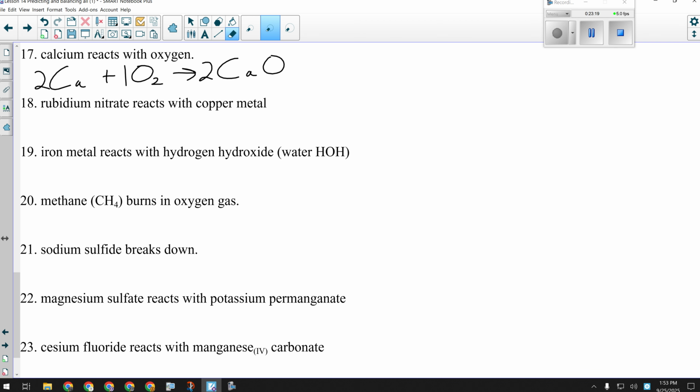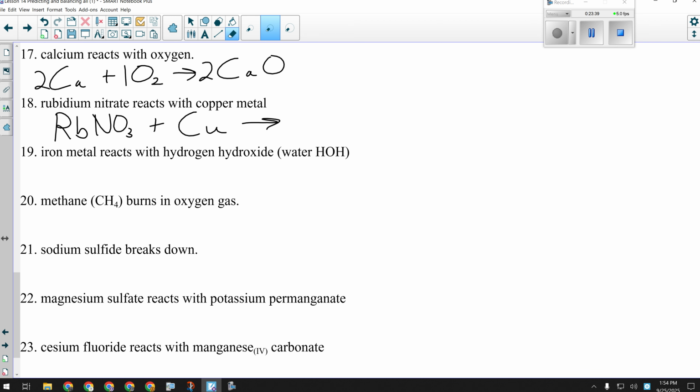Okay, for number 18, rubidium nitrate. Okay, so we got rubidium, that's a +1. It's with nitrate, that's a -1. So that compound's fine the way I wrote it. Okay, and it's reacting with copper metal. Okay, what kind of reaction am I looking at there?